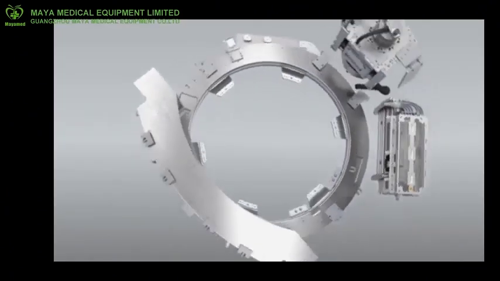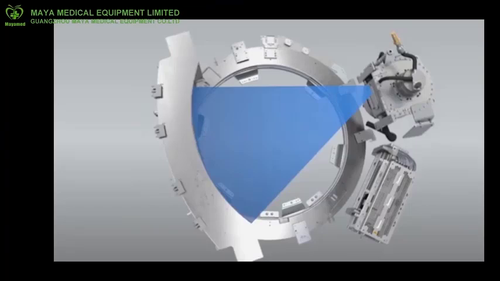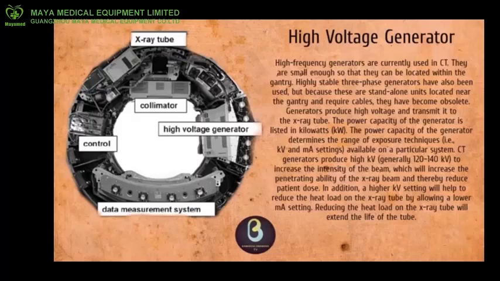The third component is the generator. A high-frequency generator is usually used in CT scanners. The generators are designed to be small enough so that they can be located within the gantry. Highly stable three-phase generators have also been used, but because these are standalone units near the gantry and require cables, they have become obsolete. Generators produce high voltage and transmit it to the X-ray tube.